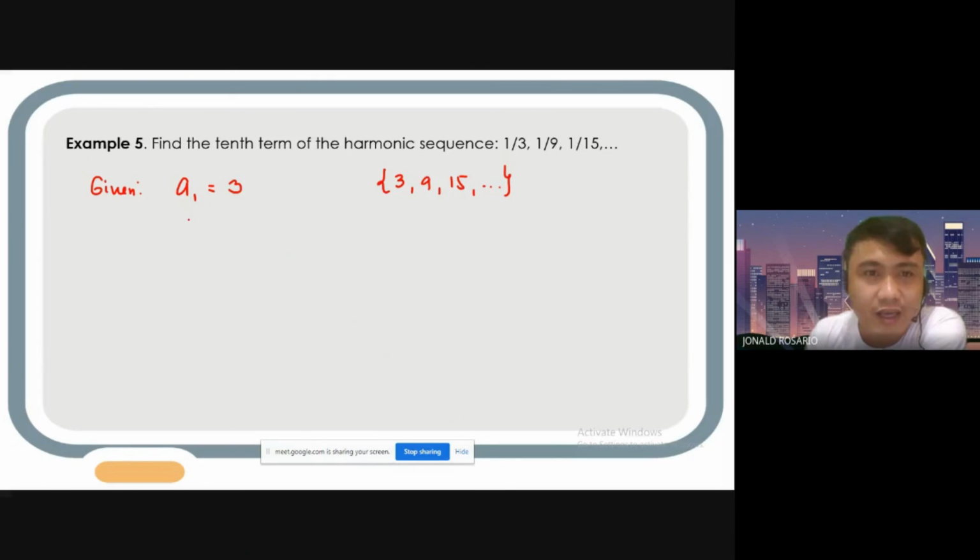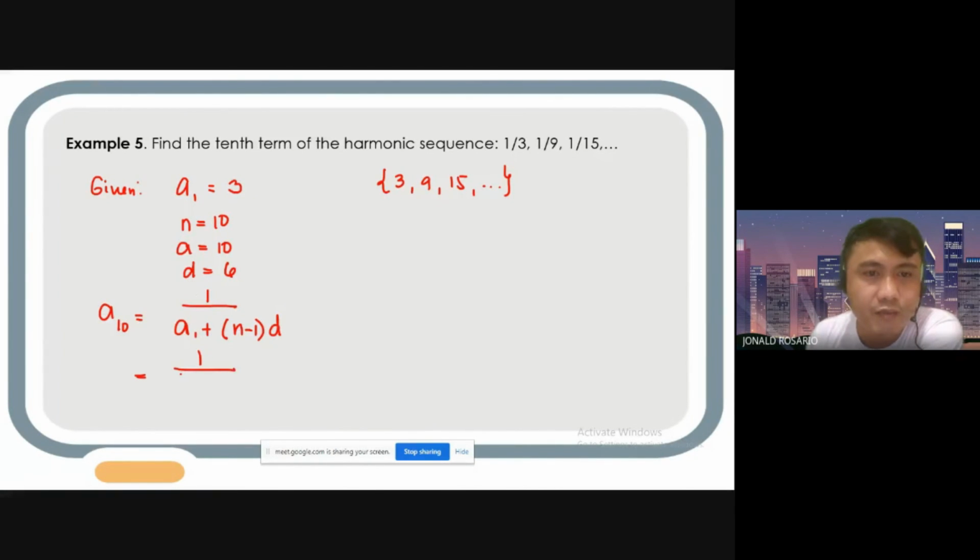Okay? And of course, our n is 10, and we're looking for the a sub 10. And of course, our common difference is 9 minus 3 is 6. Yan, 15 minus 9 is 6. So we can now use the general rule. A sub 10 is equal to 1 over a sub 1 plus n minus 1 times d.